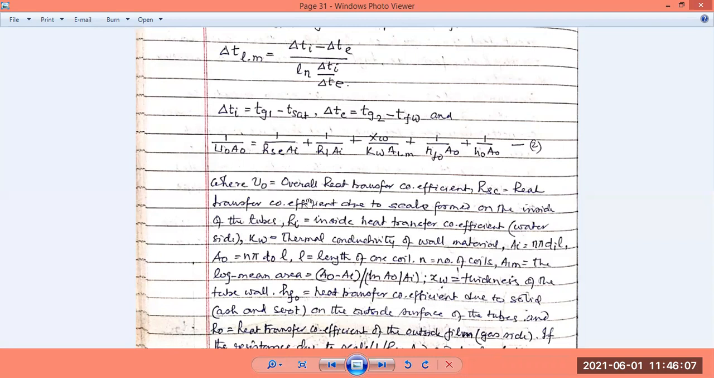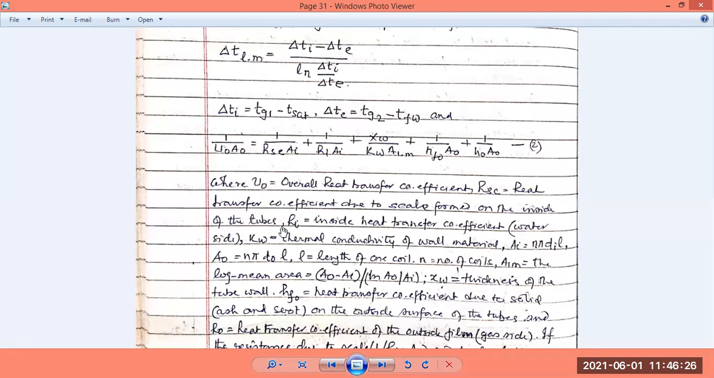hsc is the heat transfer coefficient due to scale formed on the inside of the tube. hi is the inside heat transfer coefficient. kw is the thermal conductivity of the wall material.